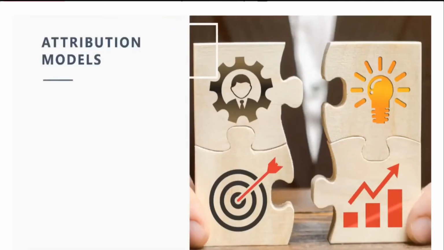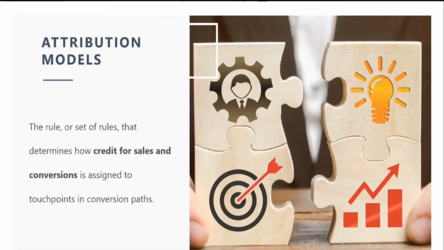If you're going to understand anything about Google Analytics, then you need to know what an attribution model is. It is the rule or set of rules that determines how credit for sales and conversions is assigned to touchpoints in conversion paths.